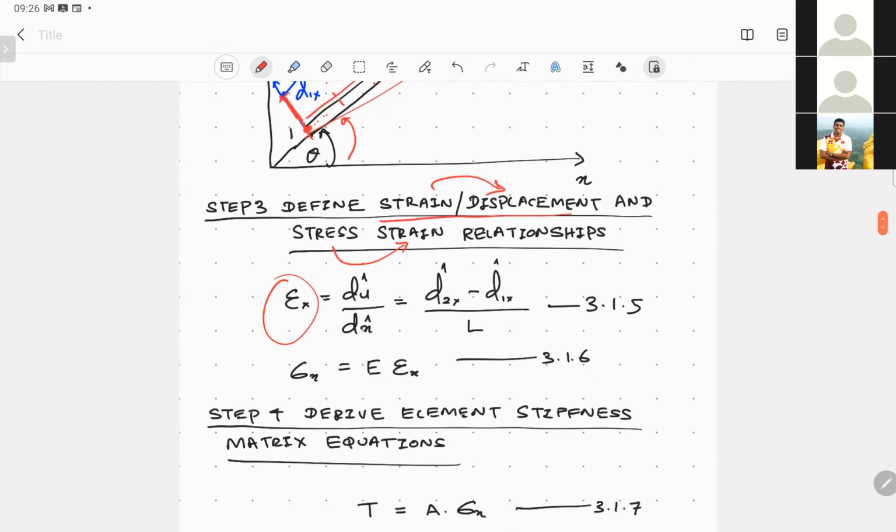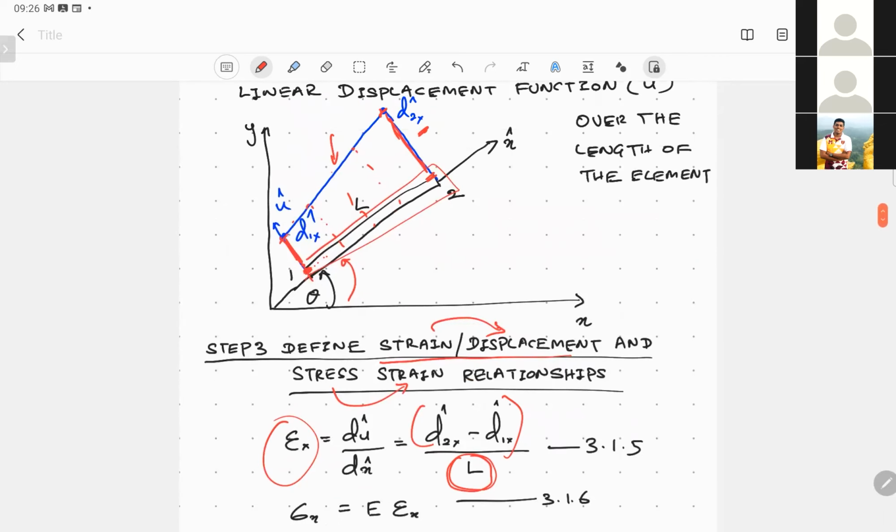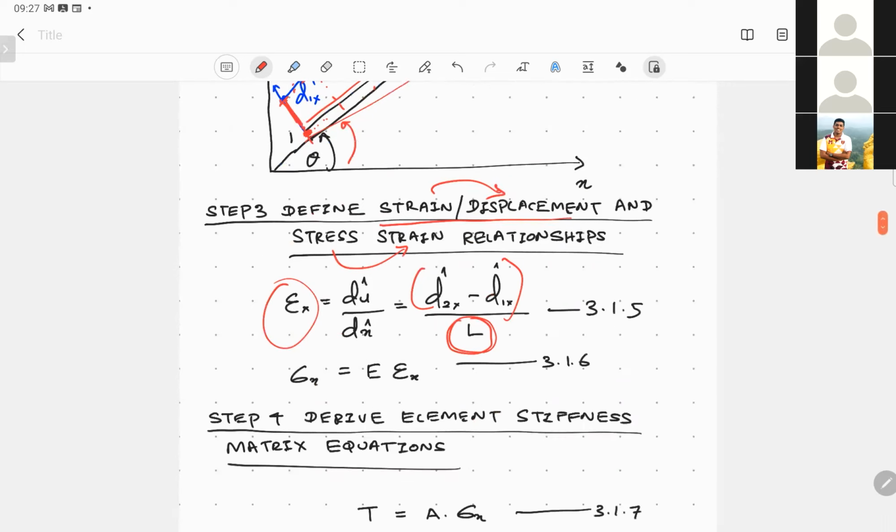So the strain in the x direction, as I mentioned, can be written as the derivative of the displacement function with respect to the coordinate, in this case du hat divided by dx hat, which is nothing but the total displacement which the bar experiences divided by the initial length of the bar, L. The total elongation is nothing but d2x hat minus d1x hat. This is the total deformation which the bar undergoes.